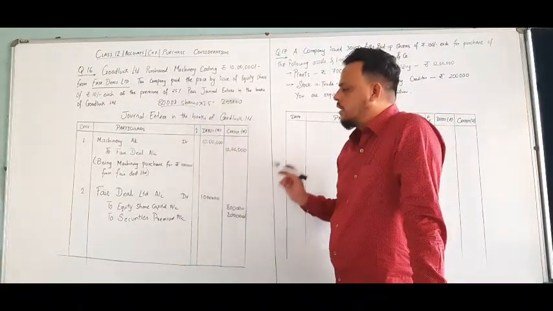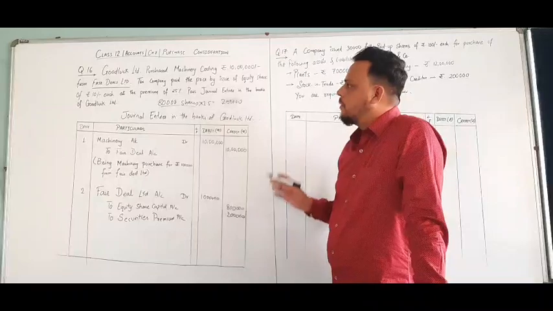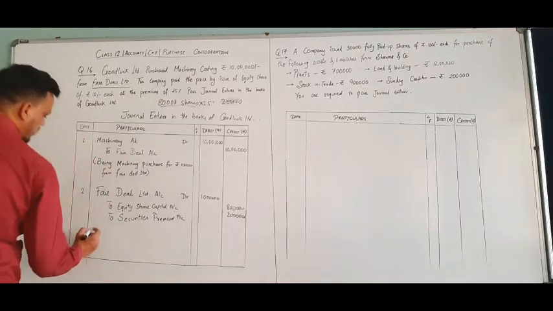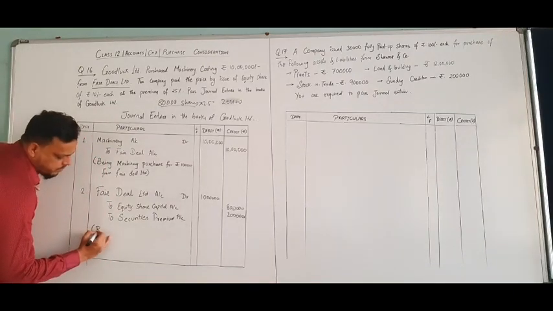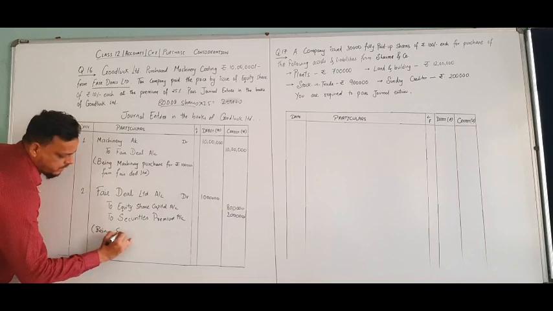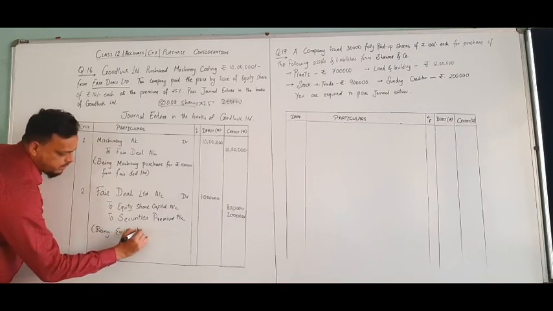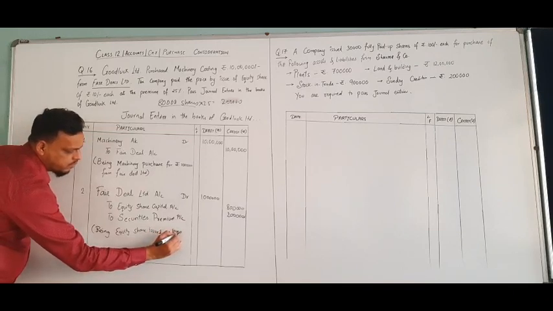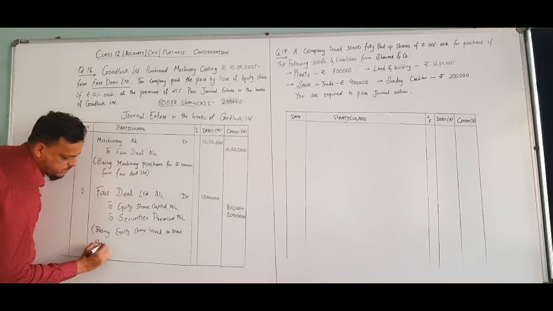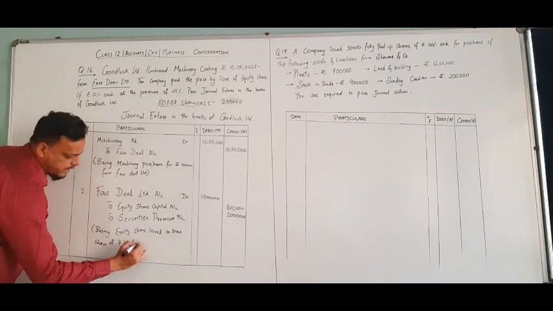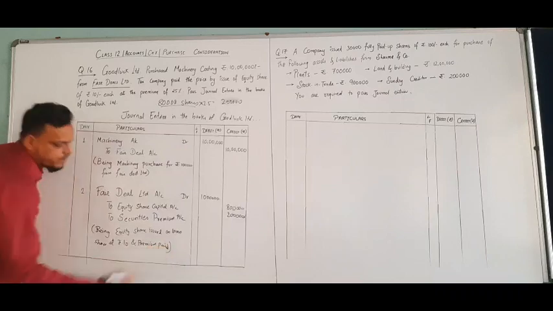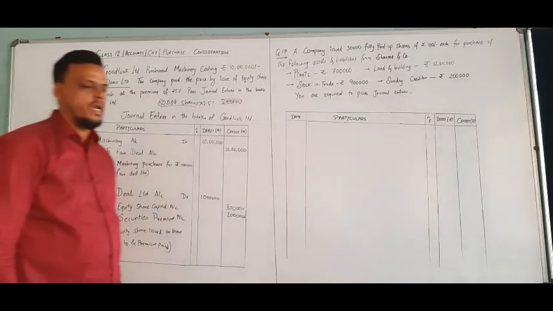Equity share capital has been issued on purchase consideration of machinery. So you can write accordingly here. So I am writing a different one. B. Equity share issued on 80,000 shares at the rate of rupees 10 and premium paid. This much is enough for a simple understanding.